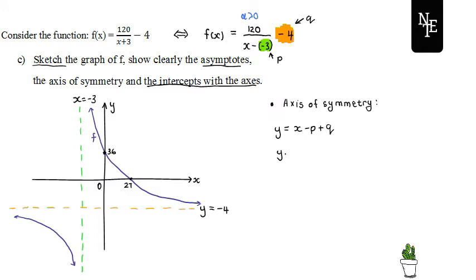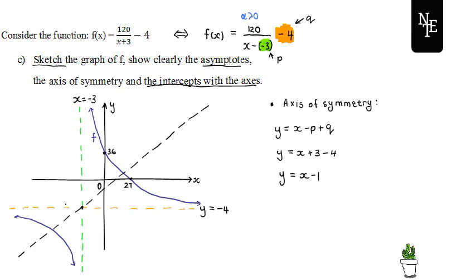So then y equals x, and then we've got negative 3 for p. So that's going to be a negative times a negative, giving us a plus 3 over here. And then we're going to have a minus 4 as the value of q, right? So then we have positive 3 and negative 4, which is going to be a negative 1. So y equals x minus 1, right?